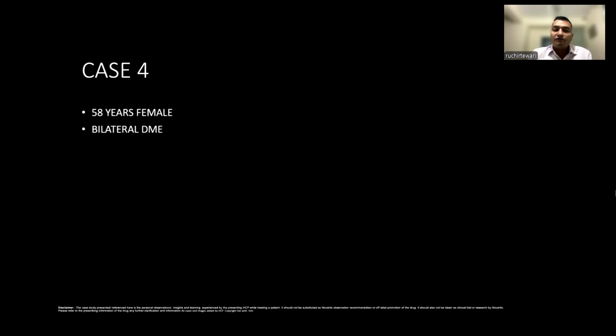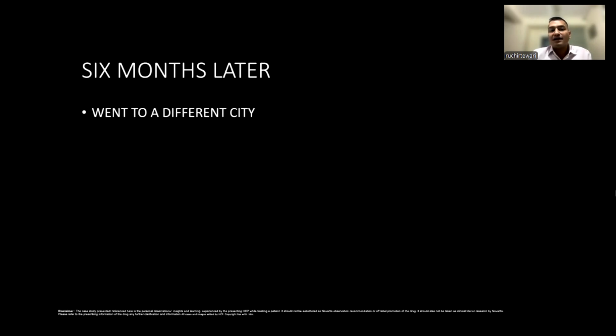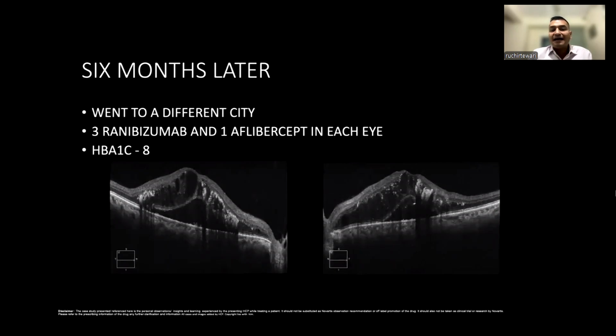Similarly, a 58-year-old female, bilateral DME, poor metabolic control. These are the initial OCT images. She was asked to control her sugar levels and then come back after a month. In between, she went to a different city. She received 3 ranibizumab and 1 aflibercept in each eye. Her HbA1c had come down to 8, but the DME had increased a great amount.